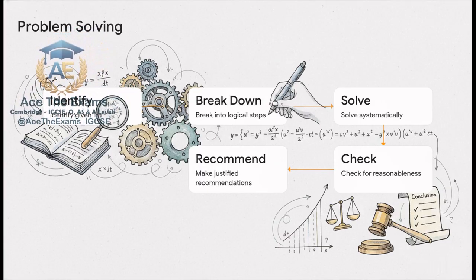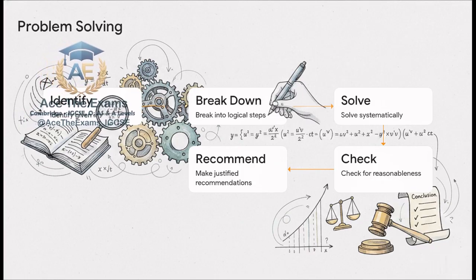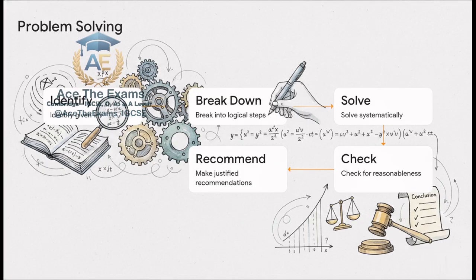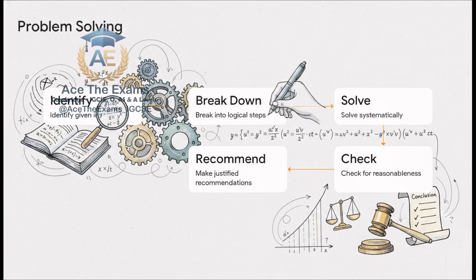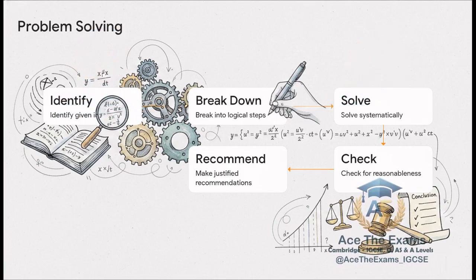Look at the quotient rule formula right there in the center. You have to clearly derive your individual u and v parts before combining them into that larger structure. Third, solve systematically. Fourth, check for reasonableness. Ask yourself, does your derivative actually make sense for a gradient in this specific context? And fifth, make justified recommendations based on your evidence.